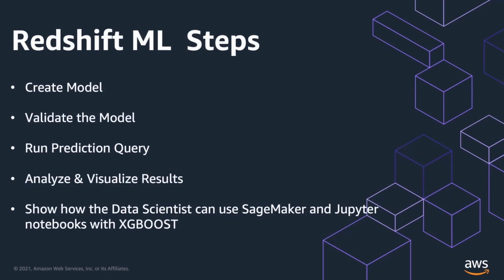Here are the steps that we will be going through today. First, we will create a model. We will then validate the model, run prediction queries, then analyze and visualize the results. Then we will also show how the data scientists can use SageMaker and Jupyter notebooks with XGBoost and be able to provide other detailed parameters in the create model statement.